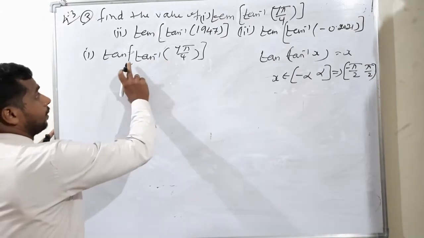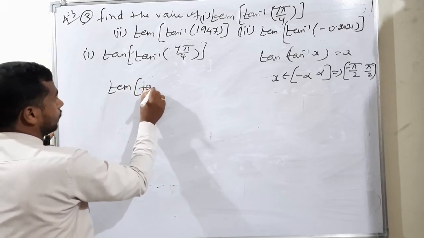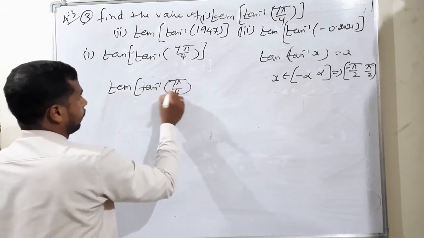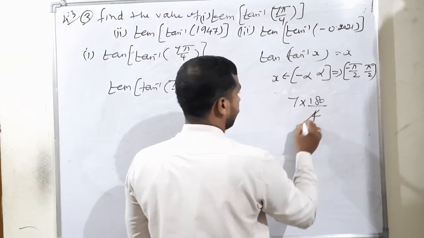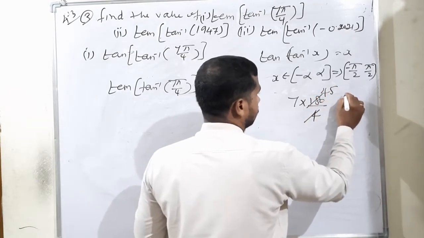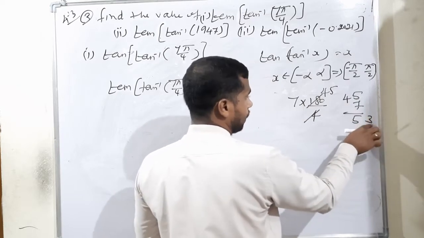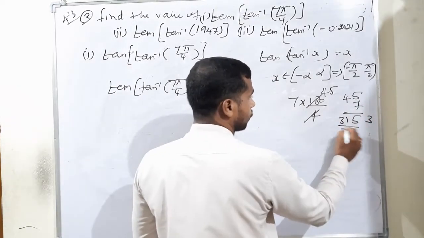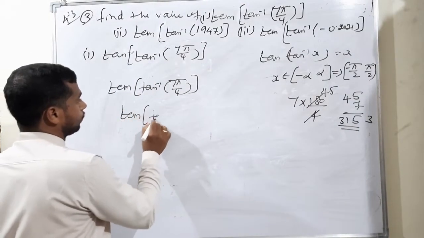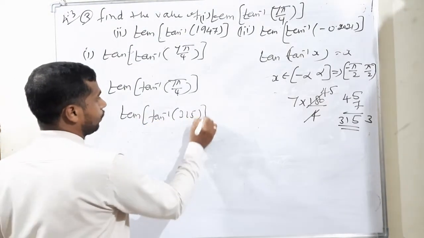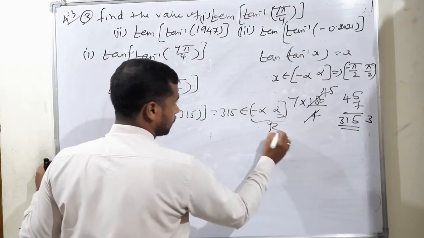Now the condition is tan inverse 7 pi by 4. What is the value? 7 into 180 divided by 4. 180 divided by 4 means 45. So, 45 into 7: 5 7s are 35, 4 7s are 28, 28 plus 3 is equal to 31, so 315. Therefore tan inverse 315 we can write as 315. It belongs to negative infinity to positive infinity, that is a real value.